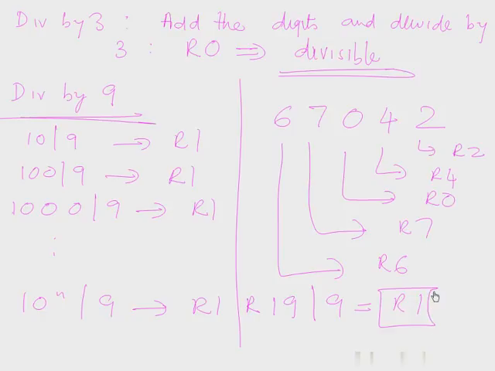So this number 67,042 gives a remainder of 1 when divided by 9. So it is not divisible by 9. It's exactly the same rule. Add all the digits, divide by 9, check remainder.